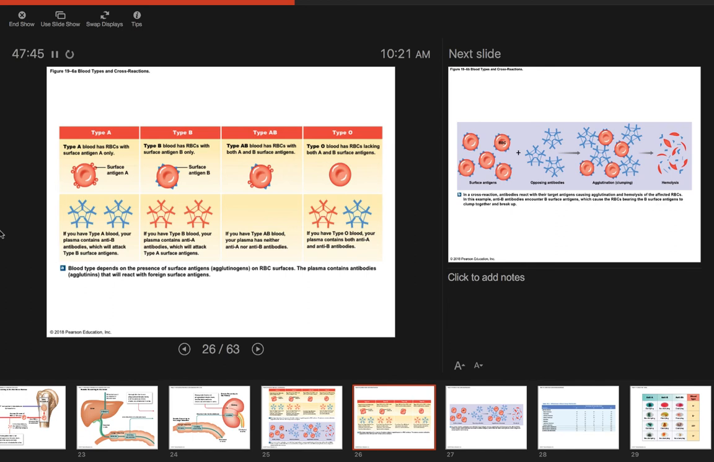A person that is Rh negative, when they are born, they do not have the antibody. But if they become exposed to the antigen, they will develop the Rh antibody throughout their life. So it's something that's developed.